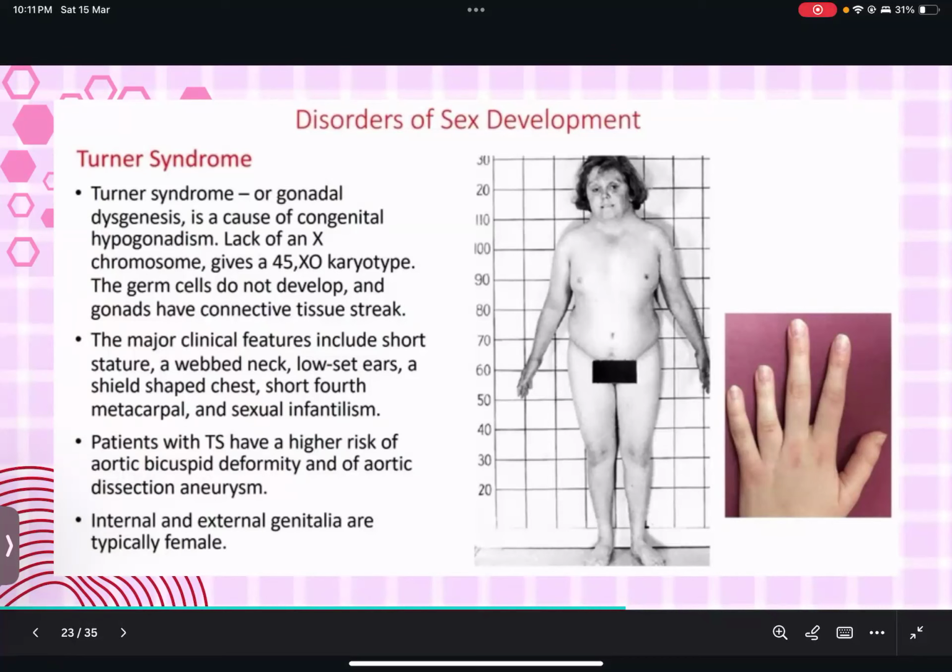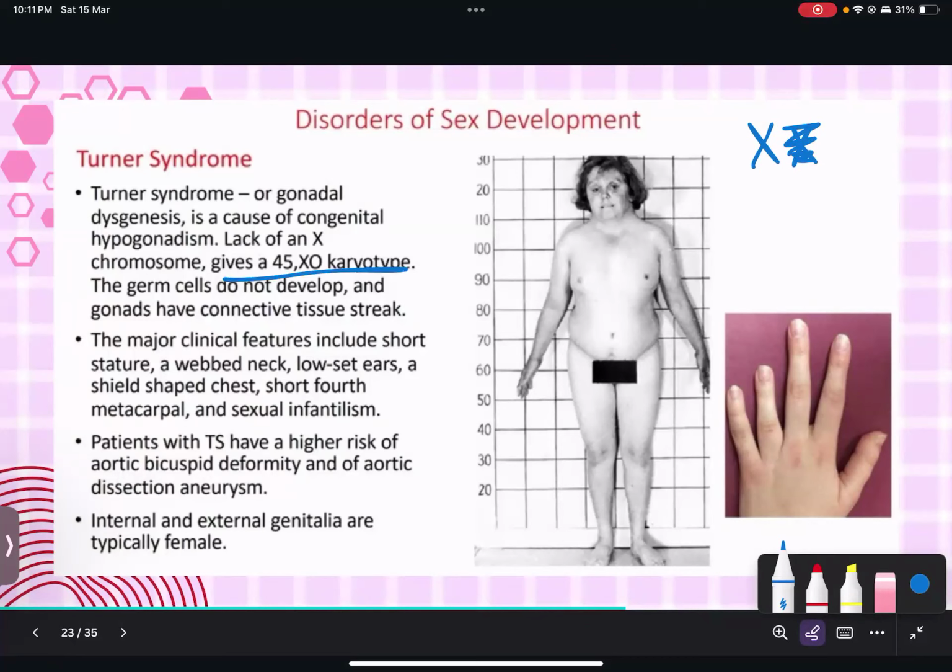What happens here is that we usually know that a female has two X's, okay? In Turner syndrome, they have only one X, okay? And this gives a 45XO karyotype. Just know this, okay? What does this affect? Causes gonadal dysgenesis, okay, or congenital hypogonadism.